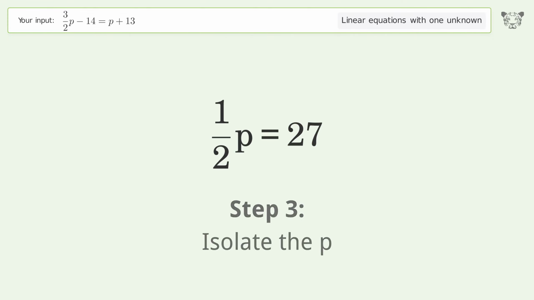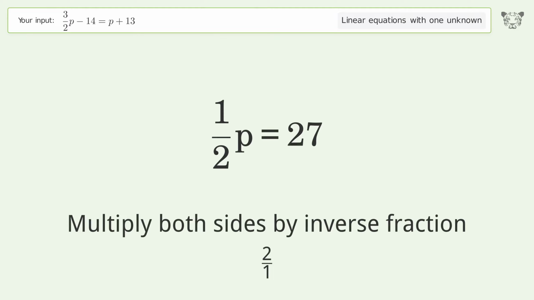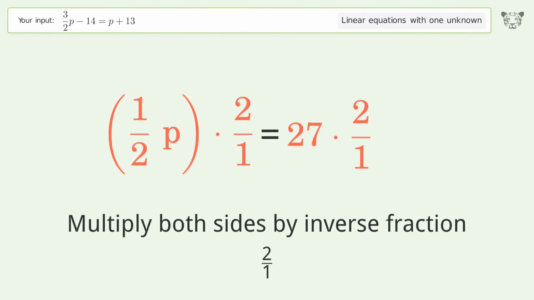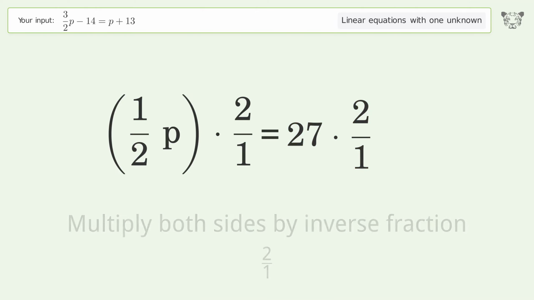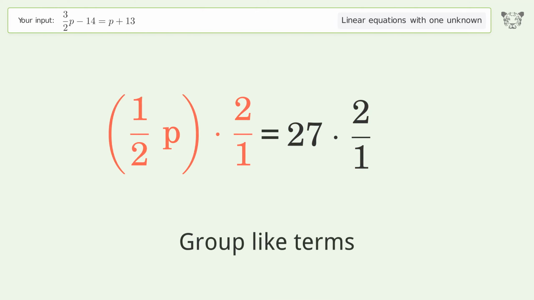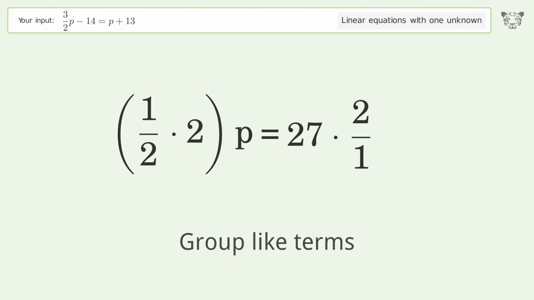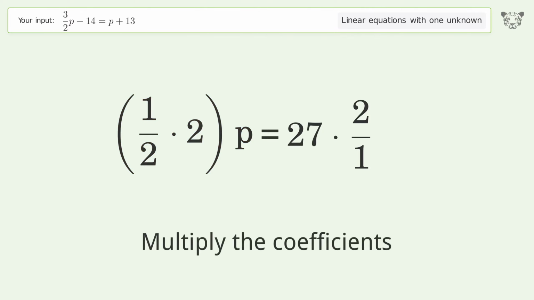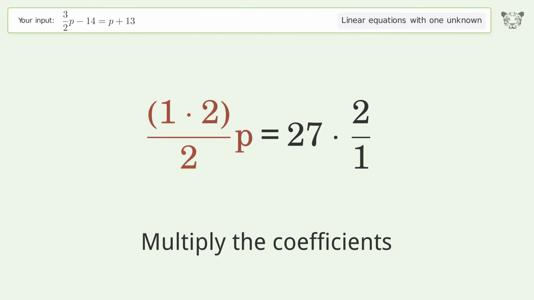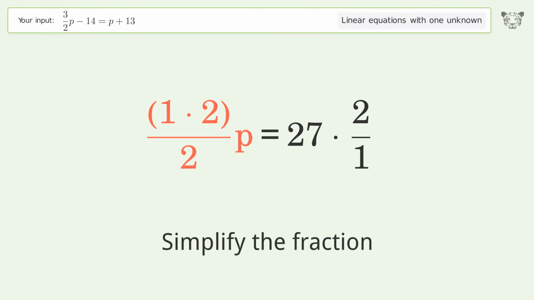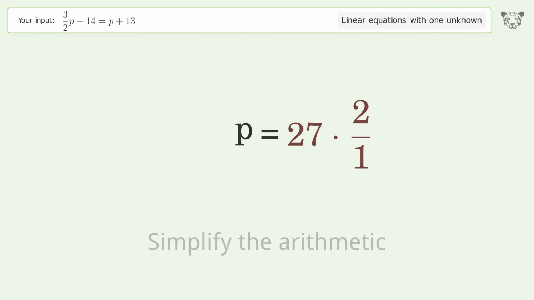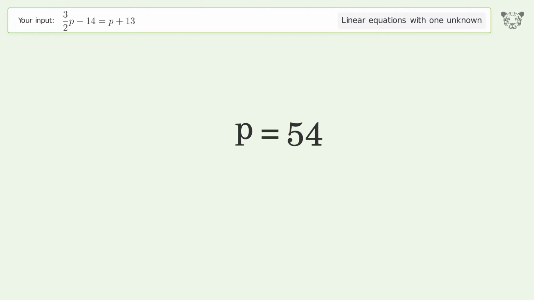Isolate the p. Multiply both sides by inverse fraction 2/1. Group like terms. Multiply the coefficients. Simplify the fraction. Simplify the arithmetic. And so the final result is p equals 54.